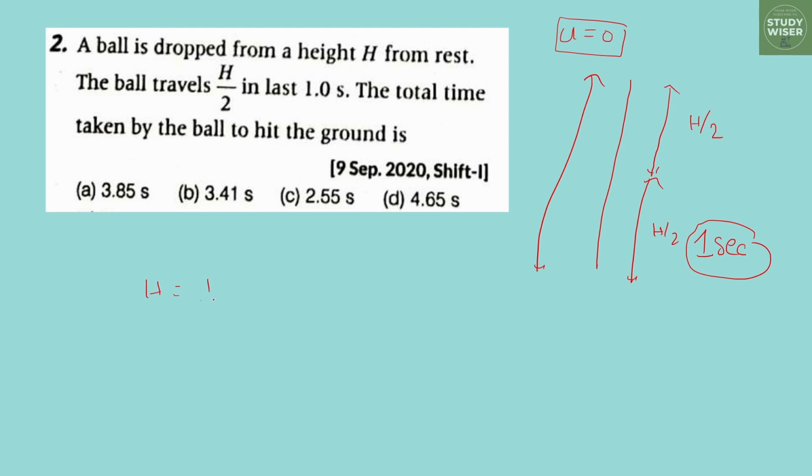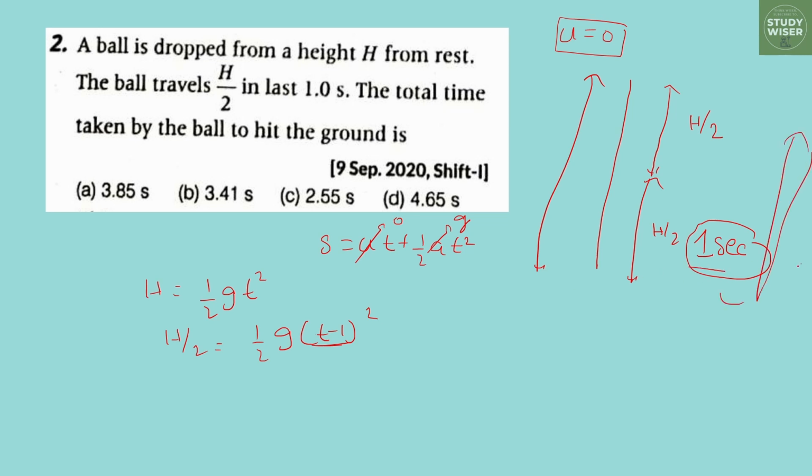h is equals to half gt square, ఎందుకంటే మనకు s is equals to ut plus half at square లో ఇక్కడ u 0 అయితే, g కి వచ్చేస్తుంది, t square. అగైన్ ఇక్కడ h/2 is equals to half g into t-1 whole square. t-1 ఎందుకు వచ్చిందంటే ఇది 1 సెకండ్, టోటల్ t సెకండ్ అంటే ఈ డిస్టెన్స్ t-1 సెకండ్ అయింది. ఈ డిస్టెన్స్ t-1.